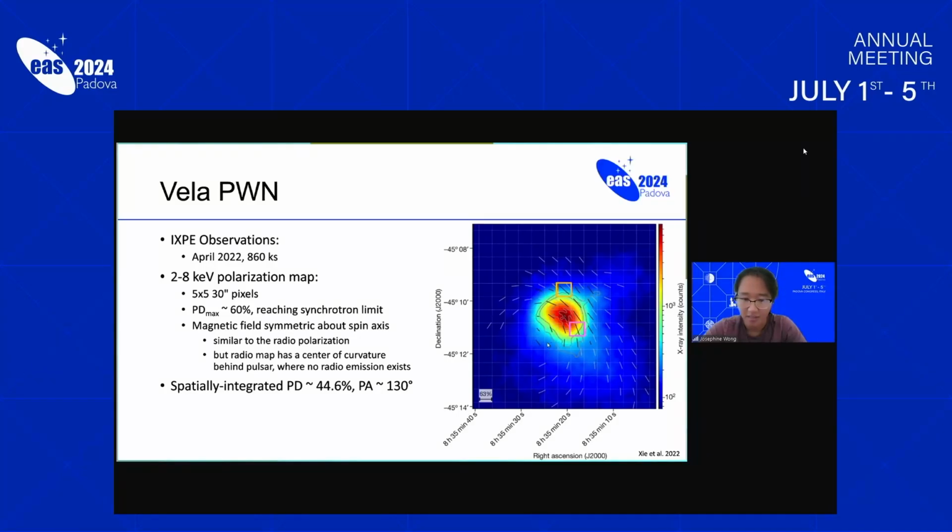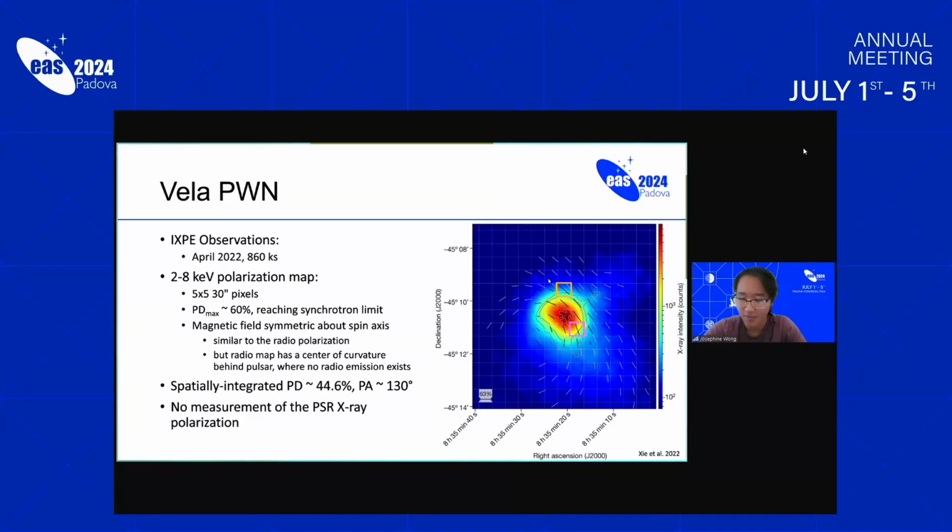Integrated across the nebula, we find a polarization fraction of 45% with a polarization angle of 130 degrees. And overall, the high polarization fractions and the symmetry in the polarization angle suggest that the magnetic field is highly structured and ordered, and that there's little turbulence in the nebula.